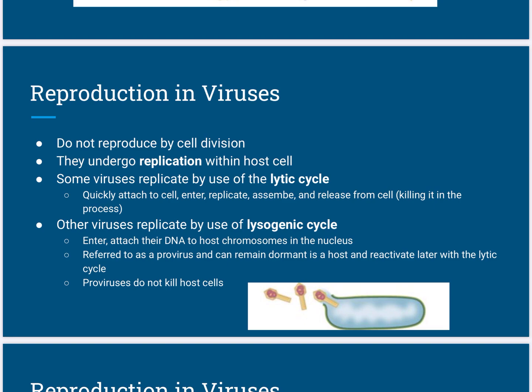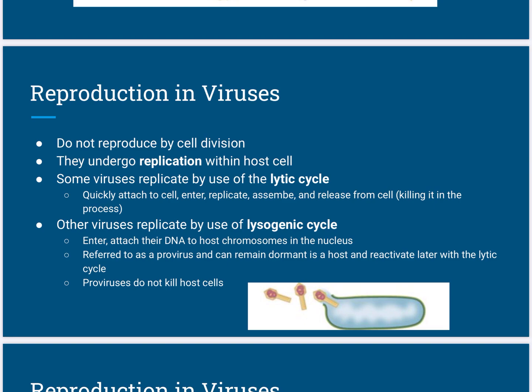So how does a virus actually reproduce if it's not a cell? Well, this is where it becomes dependent on its host cell. They don't, in fact, reproduce or divide. What they do is they replicate. Some viruses use a replication process called the lytic cycle. So what it does is it quickly attaches to a cell, it enters that cell, it replicates its DNA, it assembles, I can see that assembles is actually spelled wrong, and releases from the cell, killing that cell in the process. When the virus is released from that cell, it now can go infect other neighboring cells.